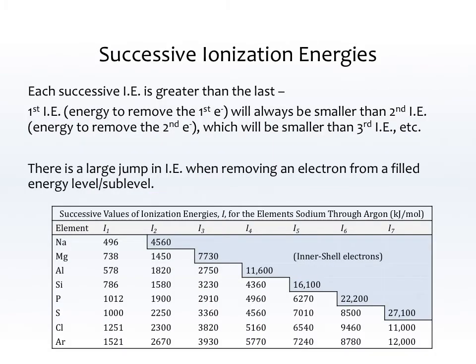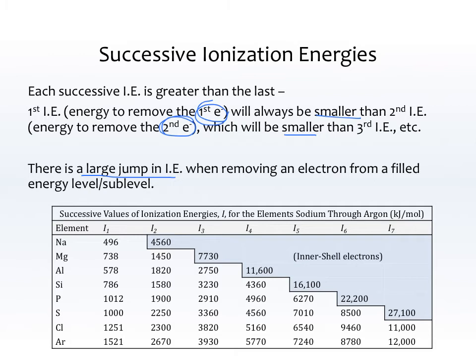So successive ionization energies are the second ionization energy, the third ionization energy, which is the energy required to remove the second electron, or the third electron. Each successive ionization energy is greater than the last. The first ionization energy to remove the first electron will be smaller than the second ionization energy, which is the energy to remove the second electron, which will be smaller than the third ionization energy to remove the third electron, and so on and so forth. There is a large jump in ionization energy when removing an electron from a filled energy level or sublevel.